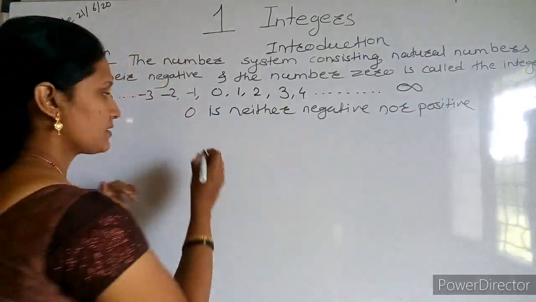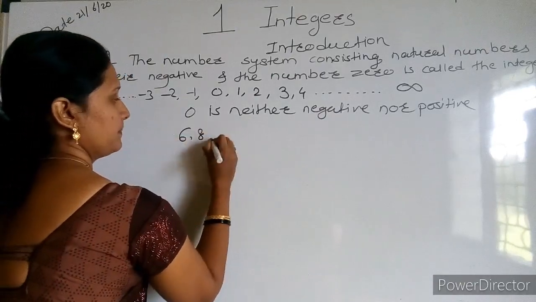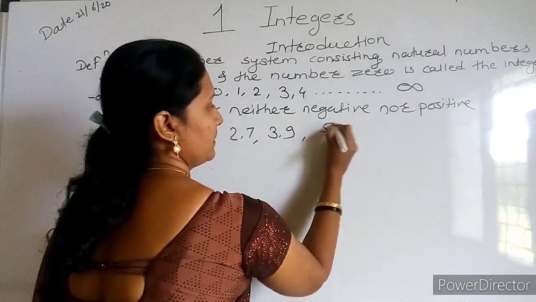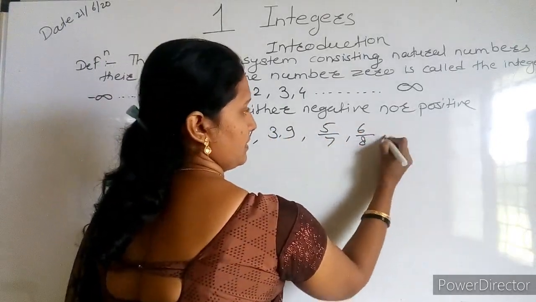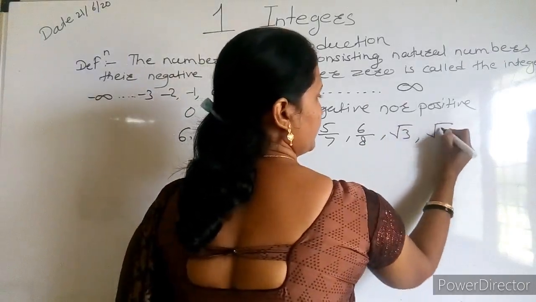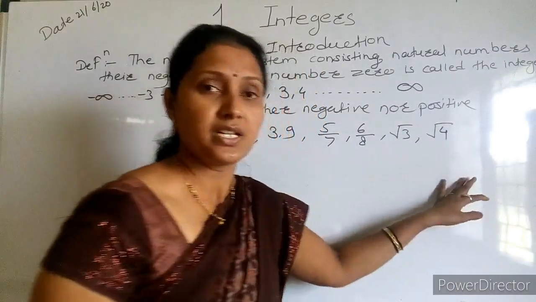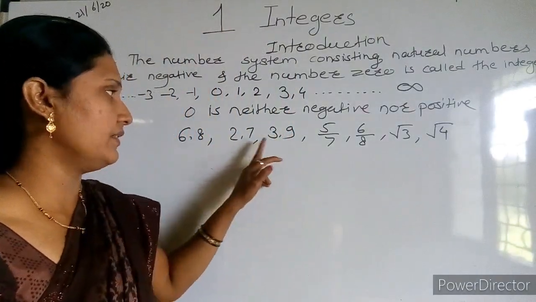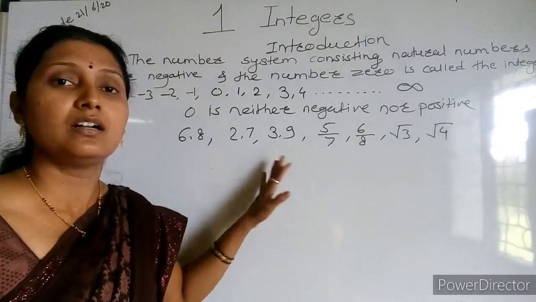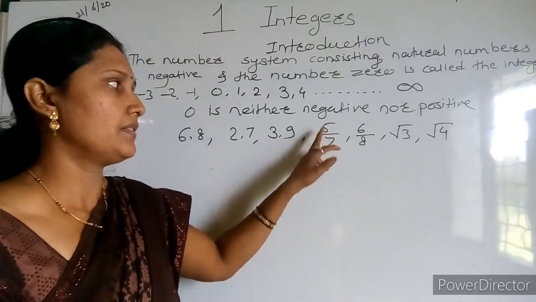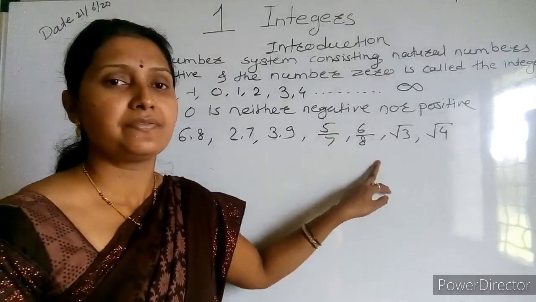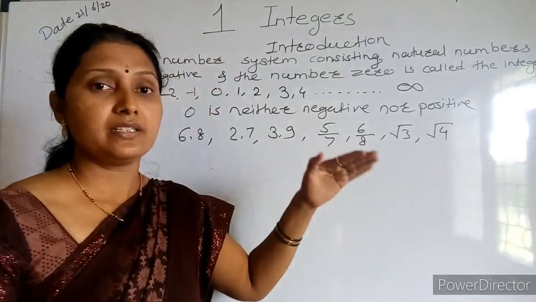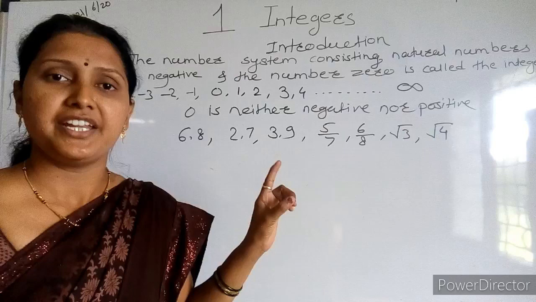Now suppose we have 6.8, 2.7, 3.9 and 5 by 7, 6 by 8, root 2, root 3, root 4. These are not integers. 6.8, 2.7, 3.9 are decimals. 5 by 7, 6 by 8 are fractions, and root 3 and root 4 are numbers that can be plotted on the number line, but they are not integers.